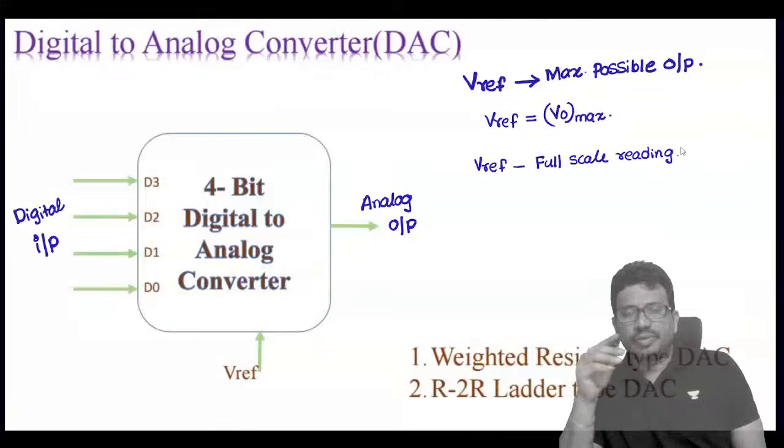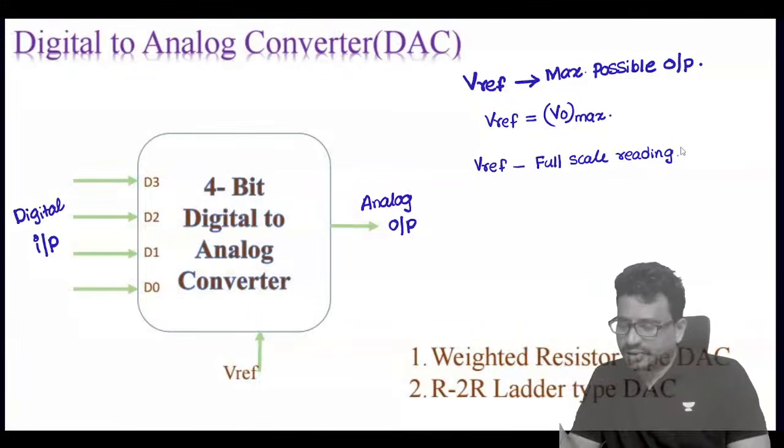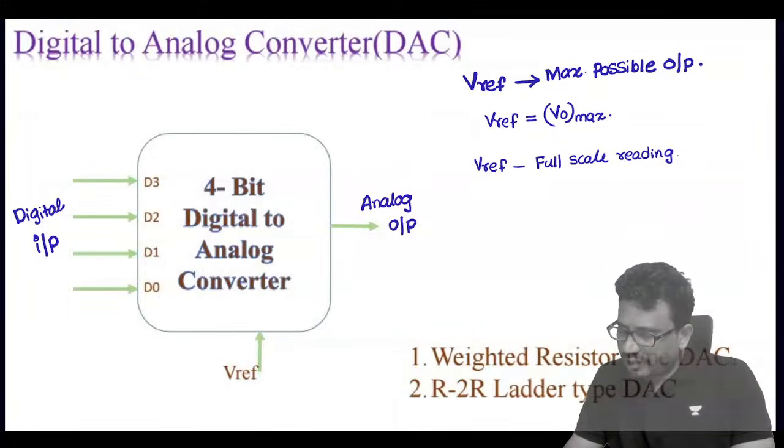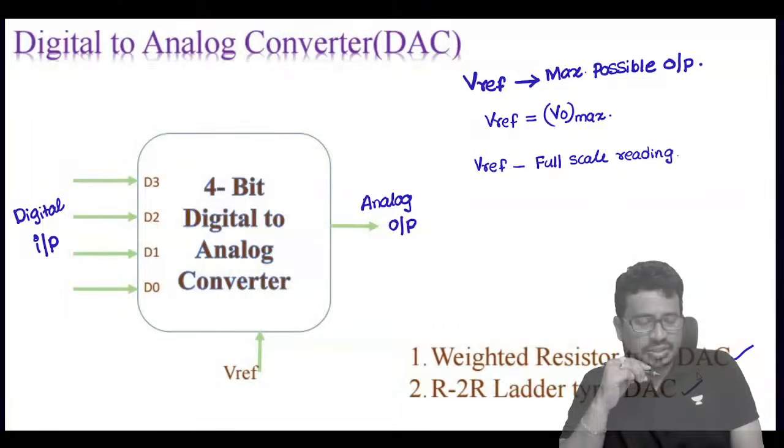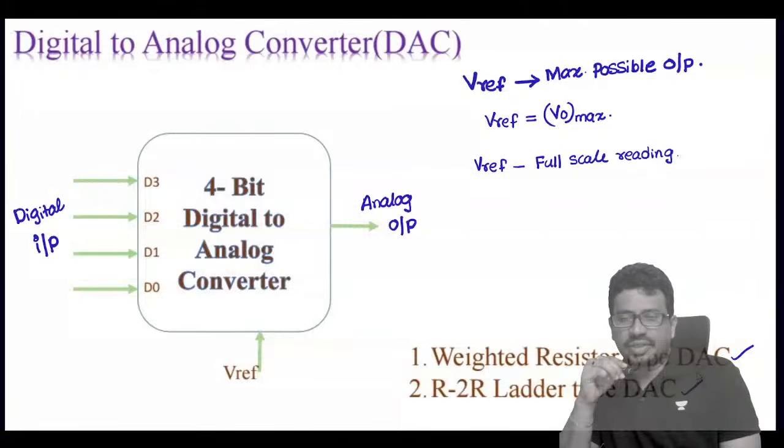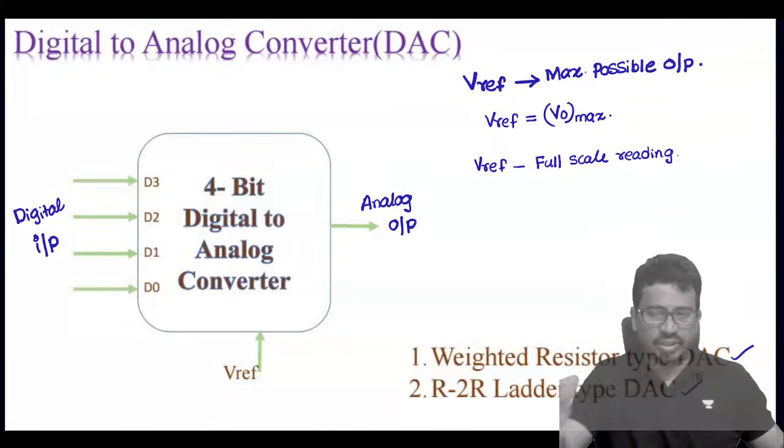And first we are going to talk about two types of DACs. One is called a weighted resistor DAC. The other one is an R2R DAC.